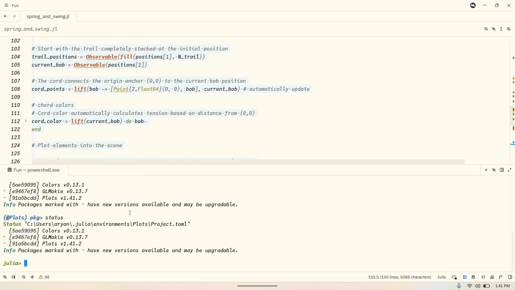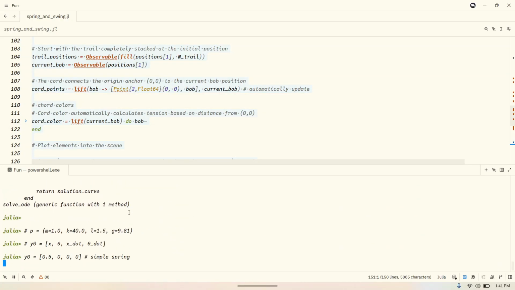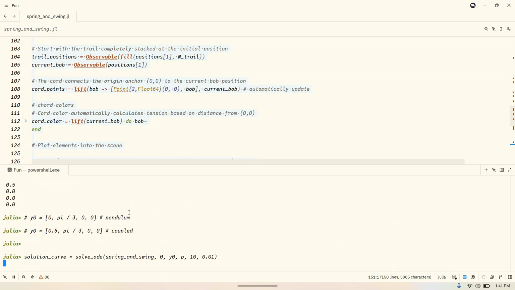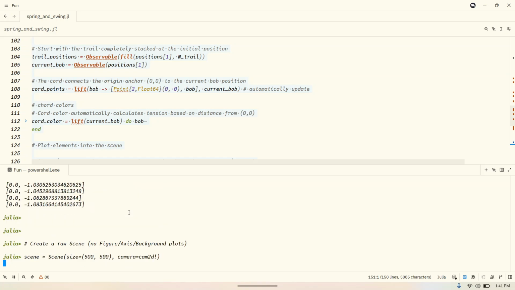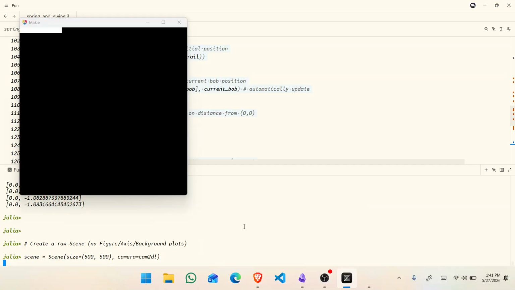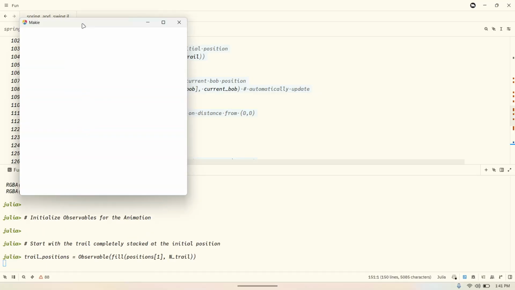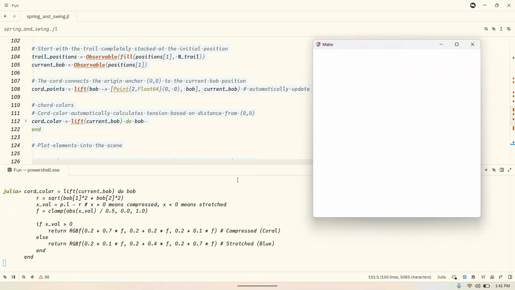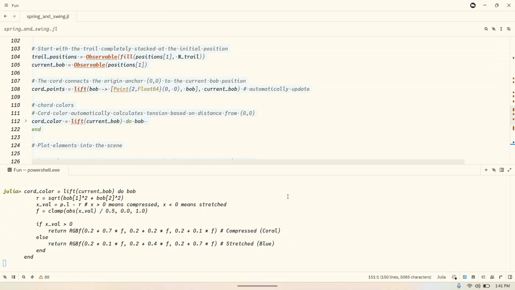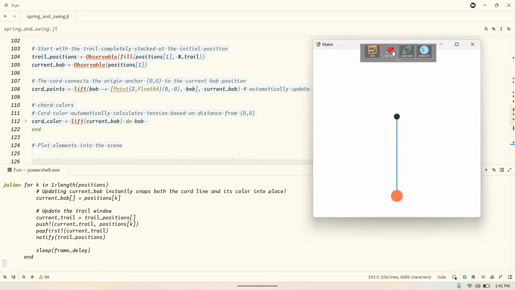Let's run this for the first time. Should be a nice first timer. And let's see how it goes. There we go. We have the scene loading up. Perfect. Set it up. There we go. Perfect. It seems like a spring bobbing up and down.